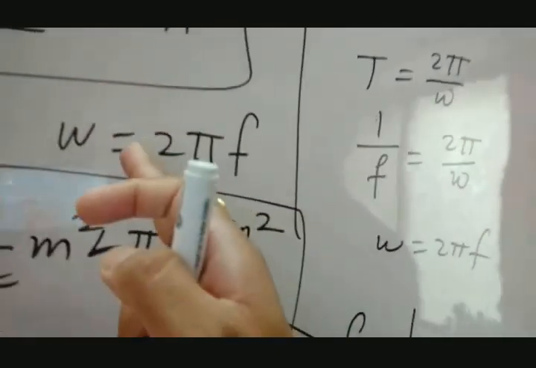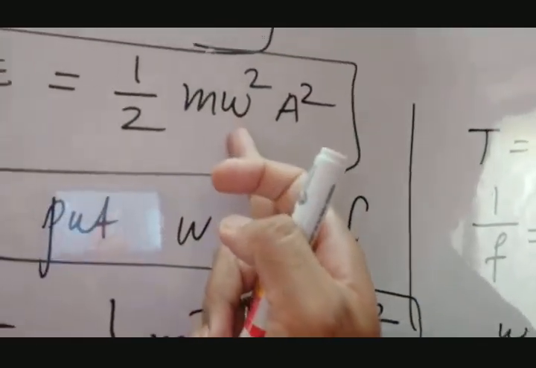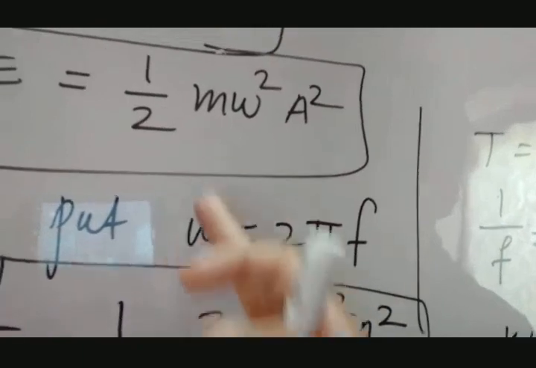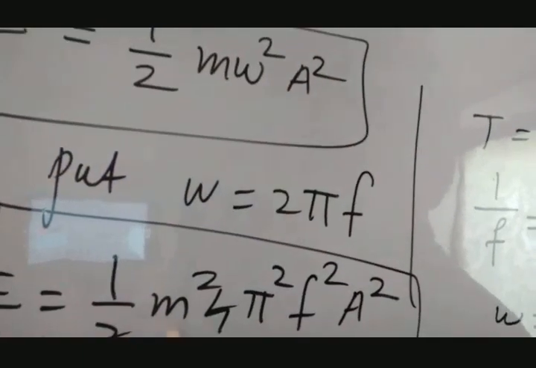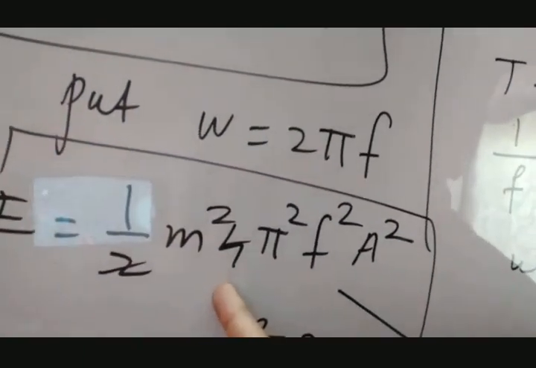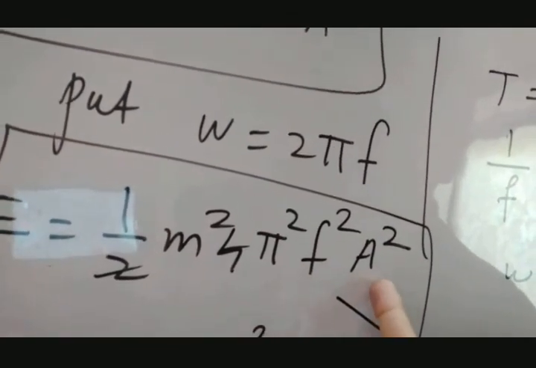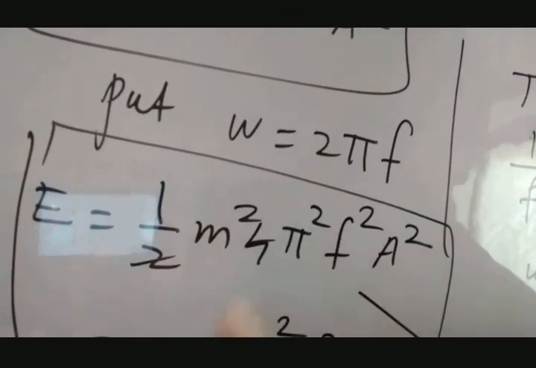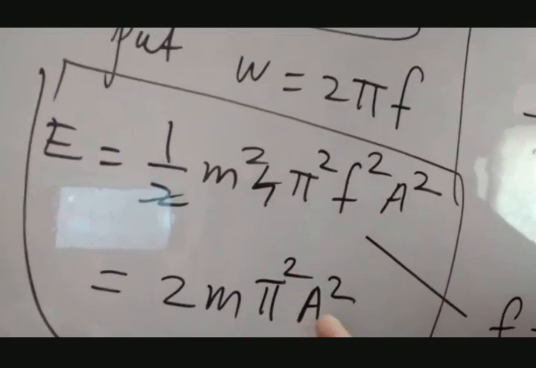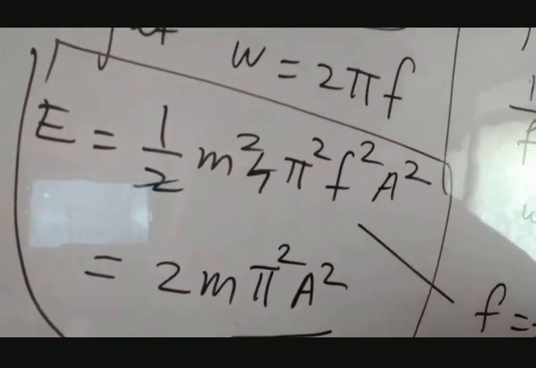Put it in this equation. So it is squared. 1 by 2 m as it is. 2 square is 4, pi square is pi square, f square is f square, and a square. The 2 and the 4 give 2, so we can write 2 m pi square a square, and f is 1 by T, squared.